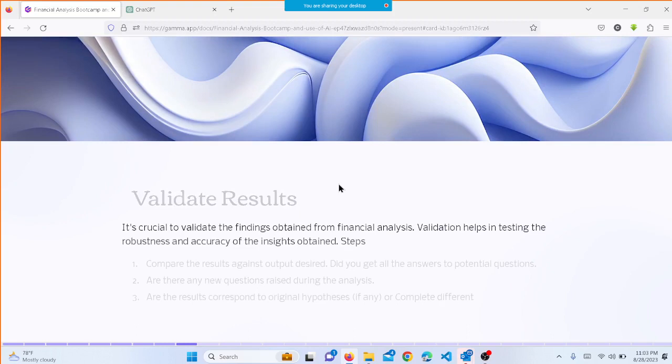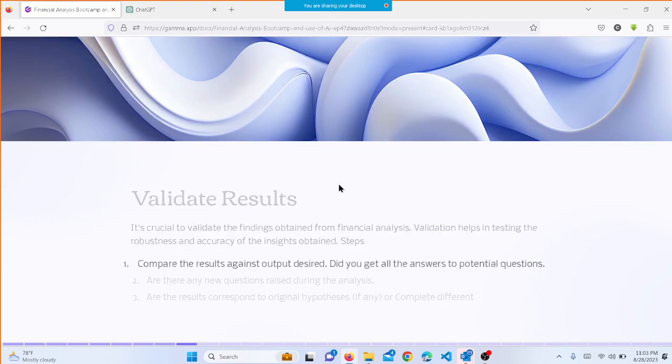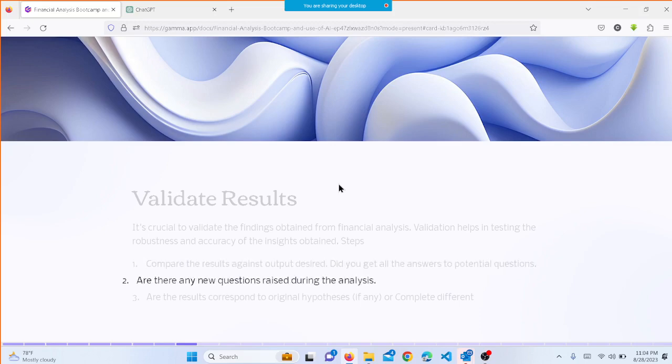Then the fourth step was to validate the result. So we always compare the results against the output that we need, and ask: did we get all the answers to potential questions or not? That's the first thing you have to ask when you are validating the results. If yes, is there any new question raised during the analysis? Maybe the existing questions are all solved, but after you have done the analysis, there may be some questions left for explanation. So you may want to ask those questions.